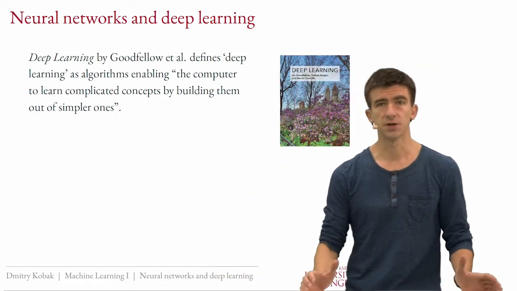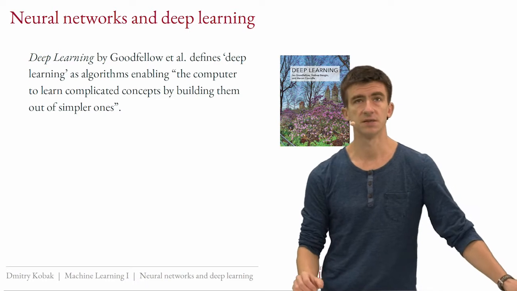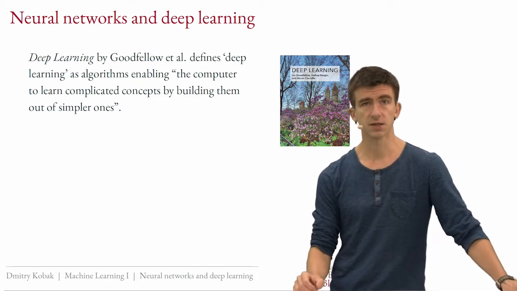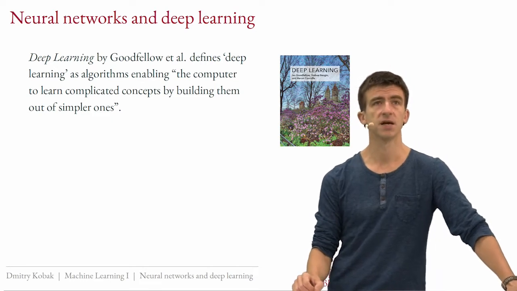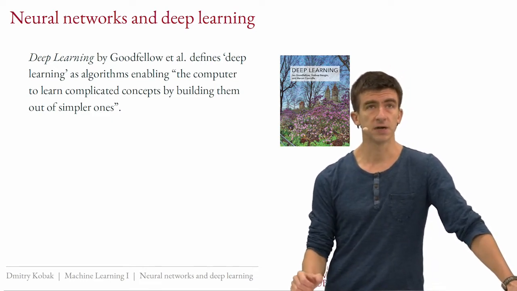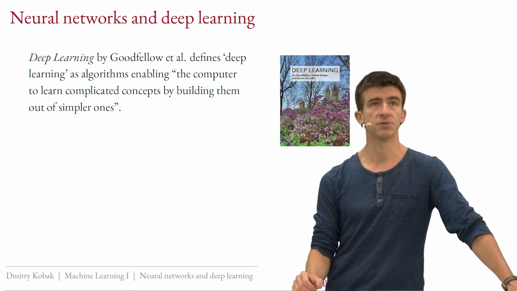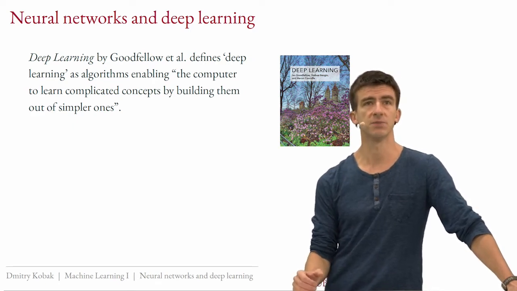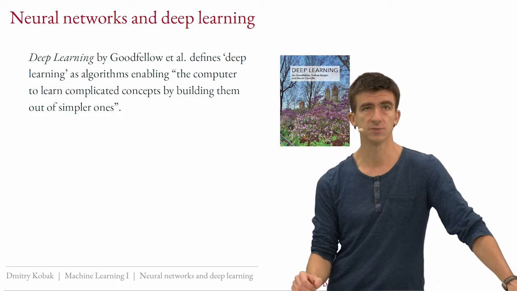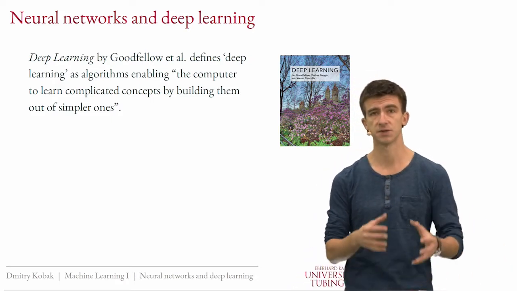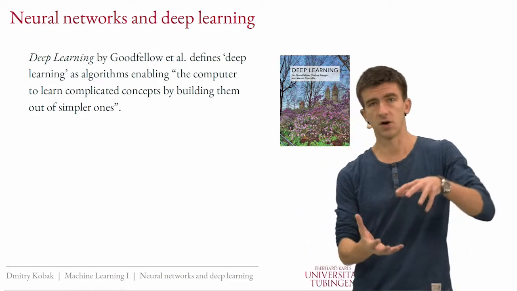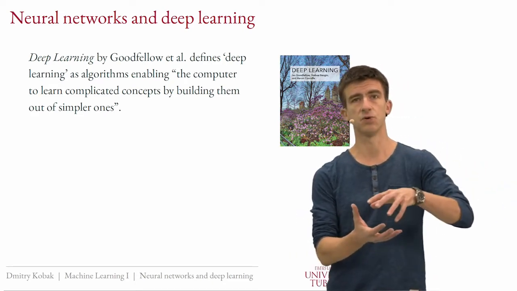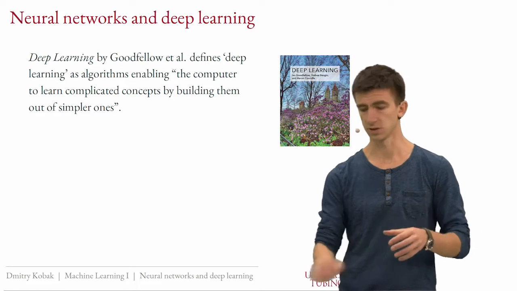What is deep learning? I took a definition from a deep learning textbook that just came out last year, I think, which I can recommend for anybody who wants to read up on that. Goodfellow et al. in this book define deep learning as algorithms enabling the computer to learn complicated concepts by building them out of simpler ones. So there is an idea of a hierarchy of concepts that we're building from small building blocks. That's essential in neural networks and in deep learning.